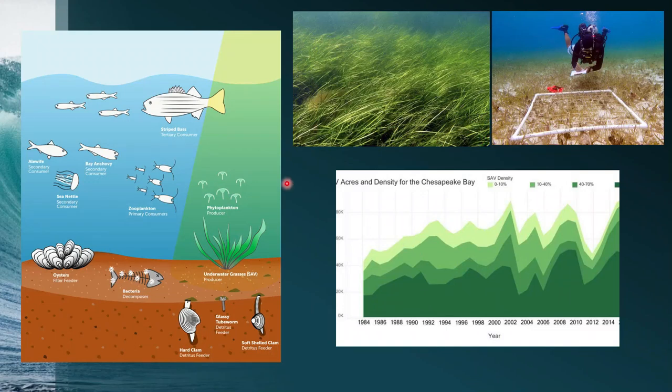We're going to spend a little bit of time looking at what lives in the Chesapeake Bay. And this is sort of our conceptual model of what lives here. One of the really important parts of the Chesapeake Bay is seagrass, underwater grasses. And here's a seagrass meadow. This is someone who is researching.